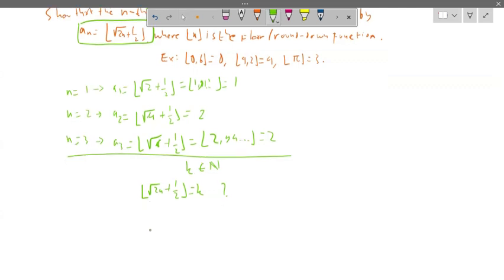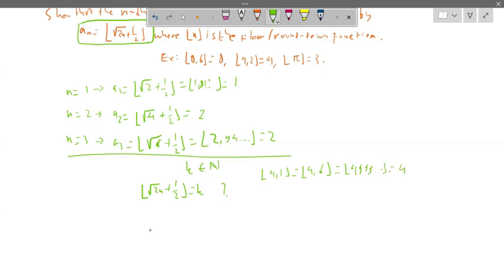I'll let that sink in for you. So if we want to find which values of n satisfy this equation, we can actually turn this into an inequality. So if you have, for instance, 4.1, the floor of 4.1 is equal to the floor of 4.6, which is equal to the floor of 4.99 something.